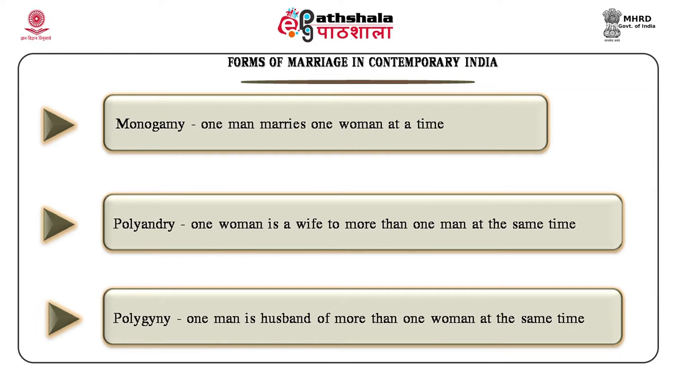Now monogamy dominates. There are other forms of marriage like polyandry, where one woman is a wife to more than one man at the same time, and polygyny, where one man is husband to more than one woman at the same time.